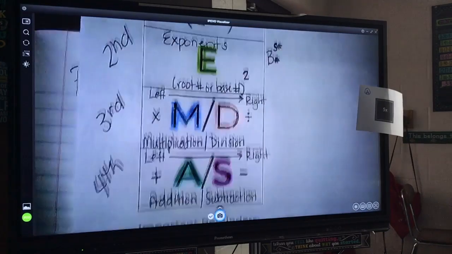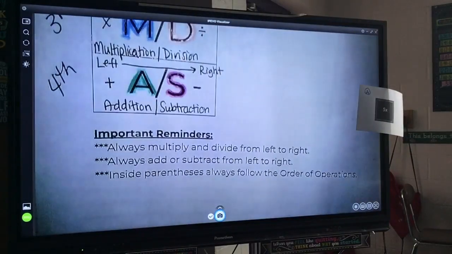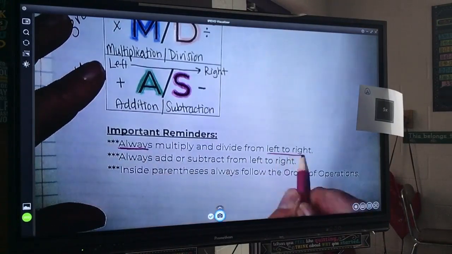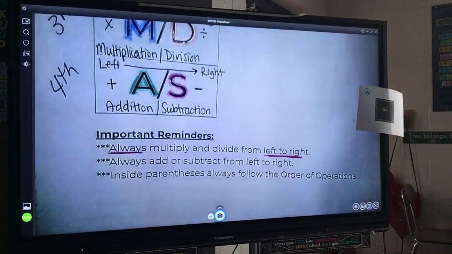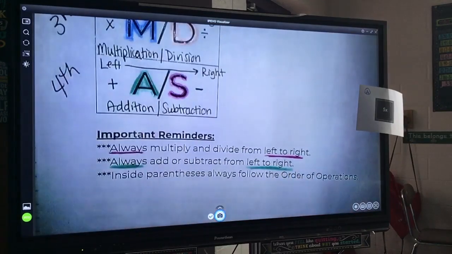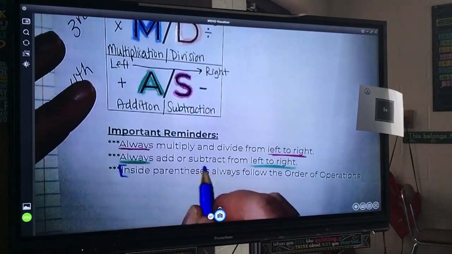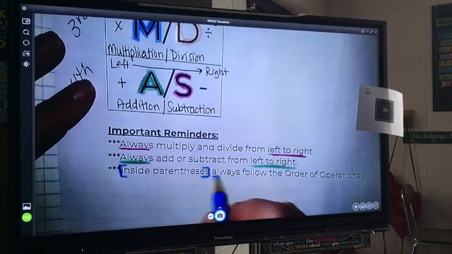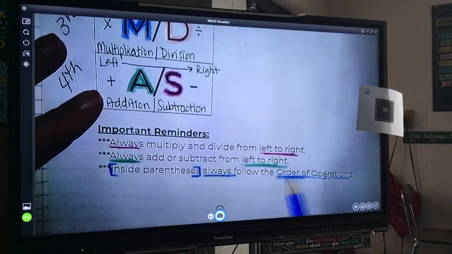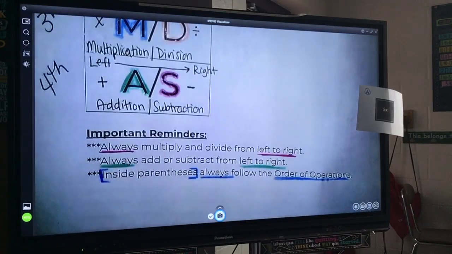Down here at the very bottom, there's just a tad bit of information that you do need to know. We've already kind of talked about this, but always multiply from left to right. Always add from left to right. And inside your parentheses, always follow order of operations. Which again, I know we know, but it's just good to have that reiterated.